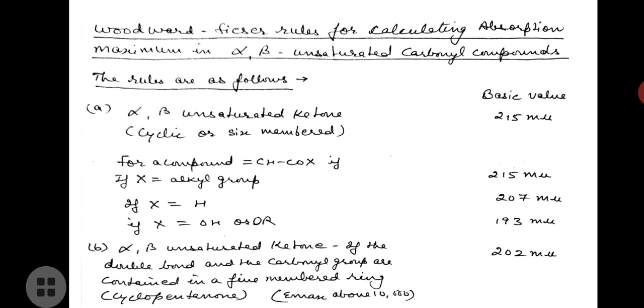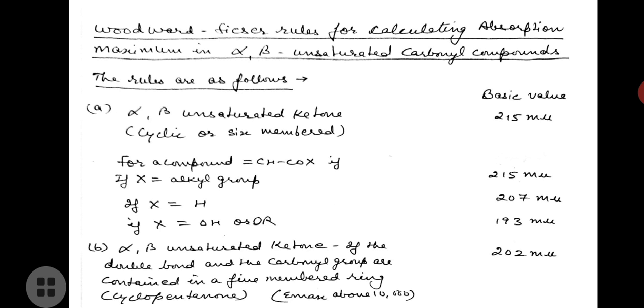Woodward and Fieser framed certain empirical rules for estimating the absorption maximum for alpha-beta unsaturated carbonyl compounds. The rules were later modified by Scott and are as follows. The basic value of alpha-beta unsaturated ketone is taken as 215 millimicron. The alpha-beta unsaturated ketone may be acyclic or six-membered.